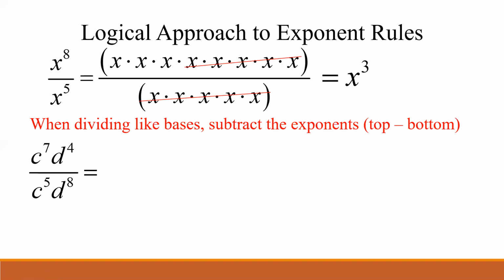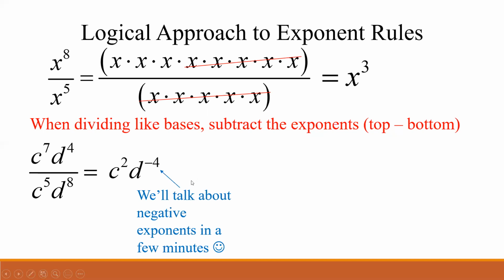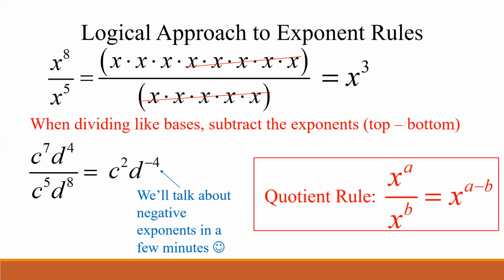So if you subtract the exponents, you should say, then we're going to have 7 minus 5 and 4 minus 8, and that's going to end up being c squared, and then d to the negative 4 power. Right now, we're going to leave it like that. We generally don't like seeing negative exponents in final answers. But for right now, we're going to leave that alone, and we'll talk about how to fix that in a few minutes. Okay. So again, this is what we call the quotient rule.